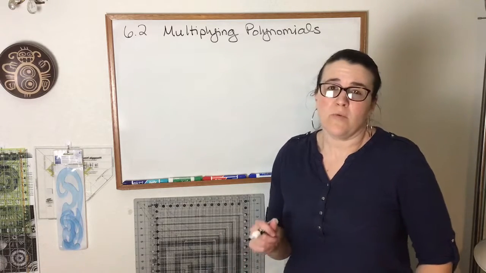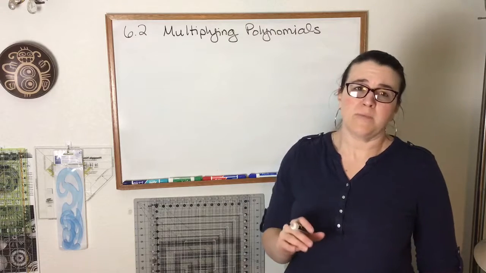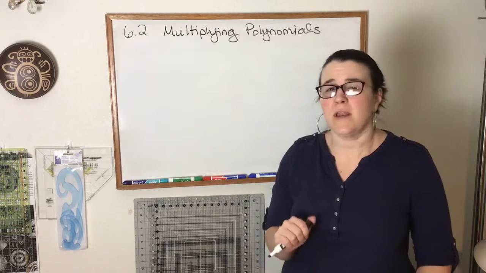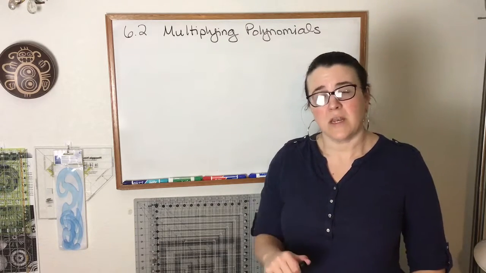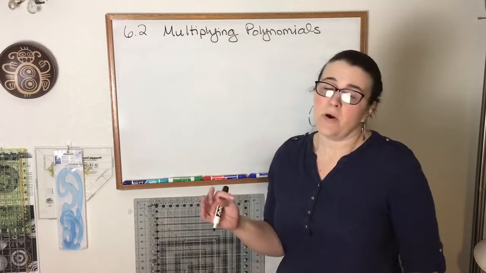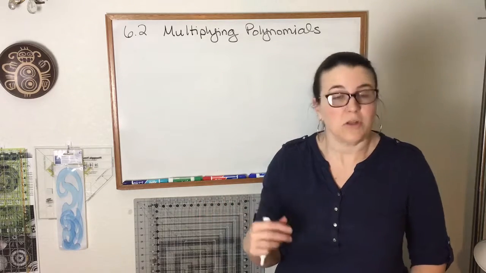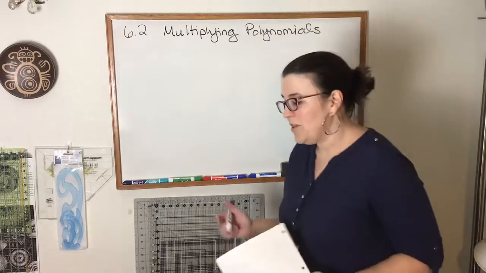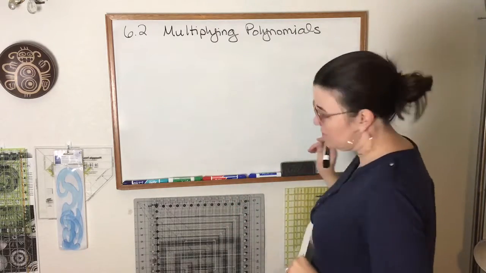Hopefully most of this is going to be review for you, but I don't know how long it's been since you've done this. This is a skill you learn in an Algebra 1 class. You see it again in Algebra 2A, and then it's part of our transition to College Math B. So this is 6.2, multiplying polynomials.